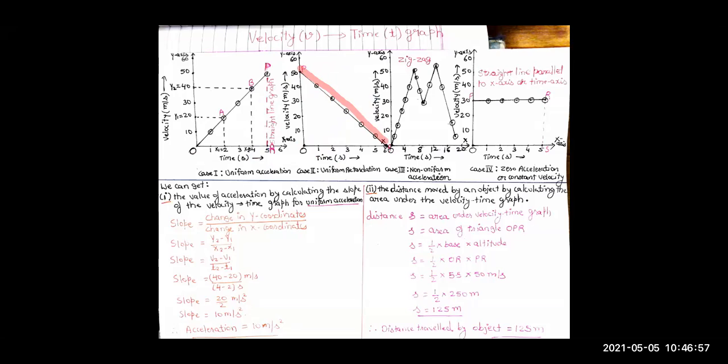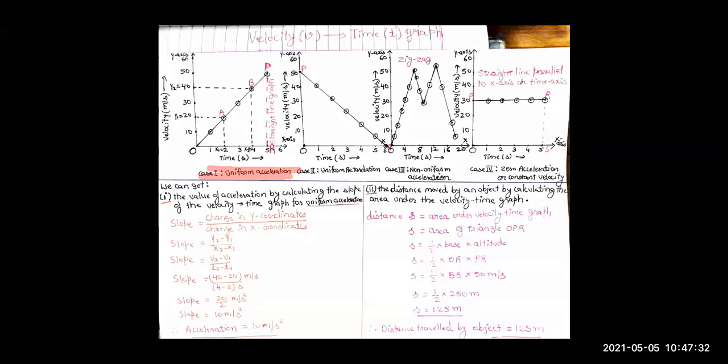Next case is for non-uniform acceleration. It means the acceleration is not uniform, which means the change in velocity is not equal in equal intervals of time. So for that, you are going to get a zigzag graph. Now from this graph, mainly we are going to talk about uniform acceleration. From the graph of velocity time, we can calculate some physical quantities.